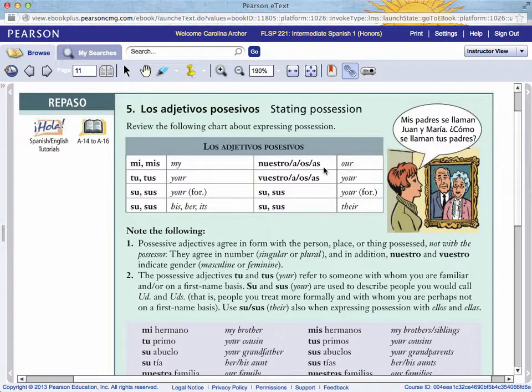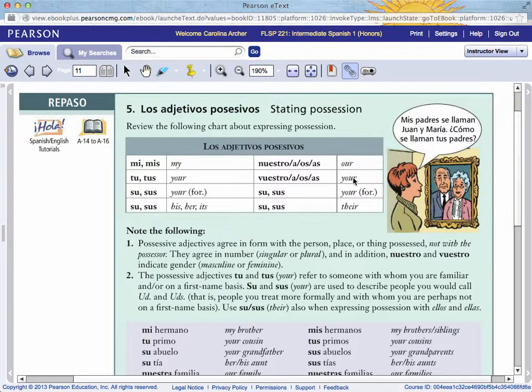For our and for your, the vosotros form, which is only used in Spain, that's why I don't place a whole lot of emphasis on the vosotros form. But for our, notice here the only thing that you have to worry about is number, okay? Here with nuestro and vuestro, it's not only number but also gender. Nuestro, nuestra, nuestros, nuestras. Vuestro, vuestra, vuestros, and vuestras.